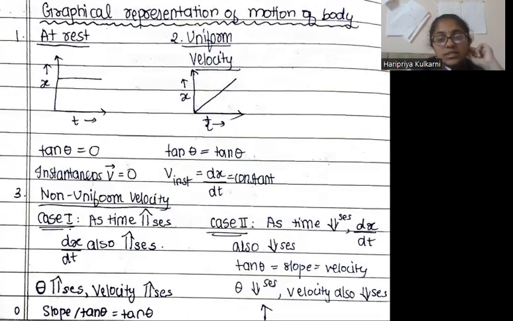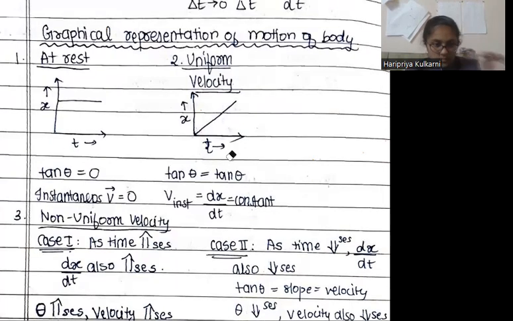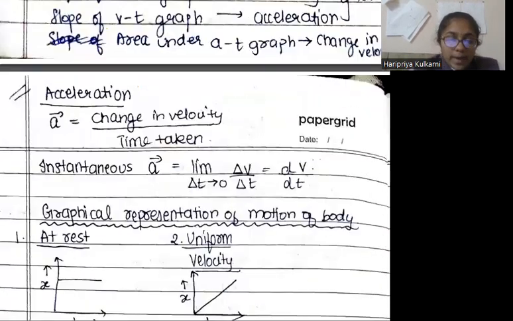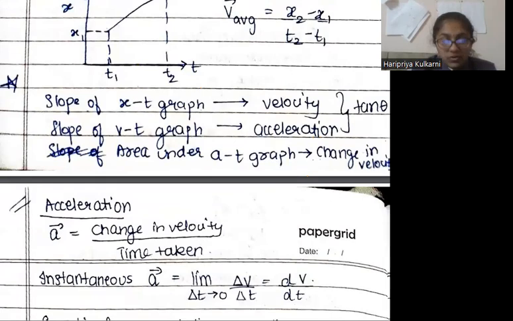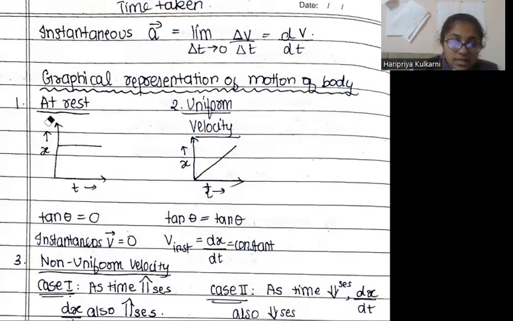Now, graphical representation of the motion of a body at rest. Okay, now what is slope actually? The slope of a graph is tan theta. Whatever theta or angle is formed, you have to take the tangent of it, right? So what is tan theta in this case? It is 0 degrees, right? The angle made with the x or time axis is 0 degrees. So the instantaneous velocity at this instant is 0. Here we have some theta, so it is not 0. Here it is some constant value, okay?